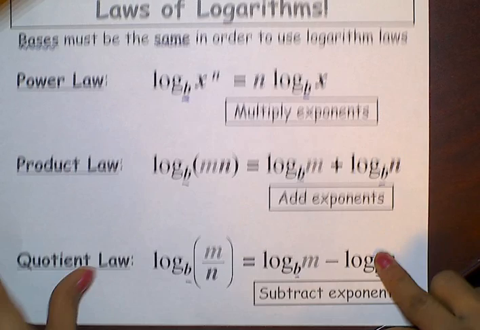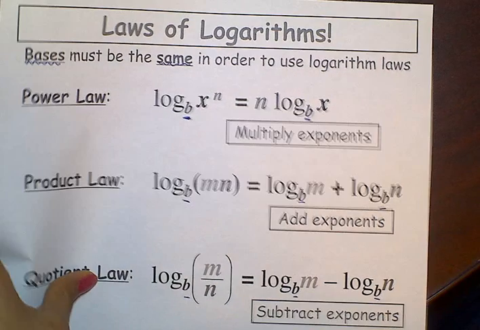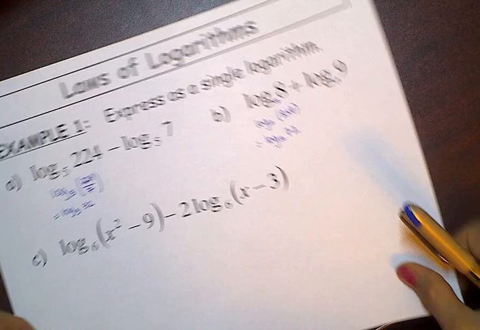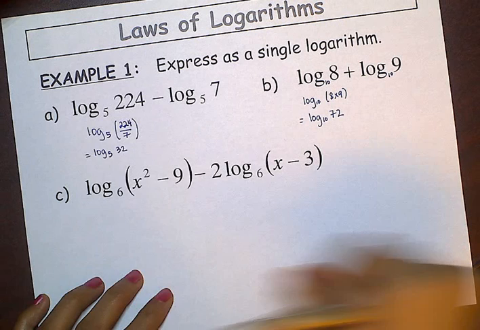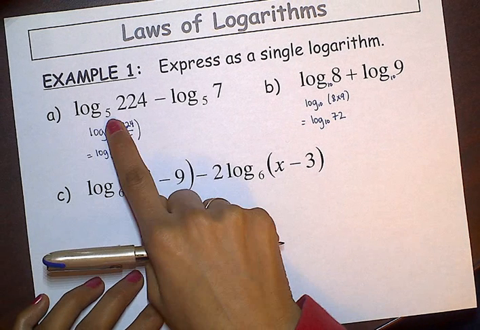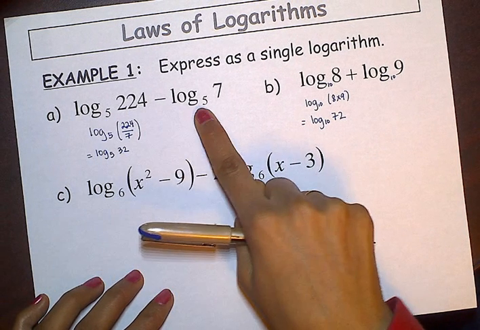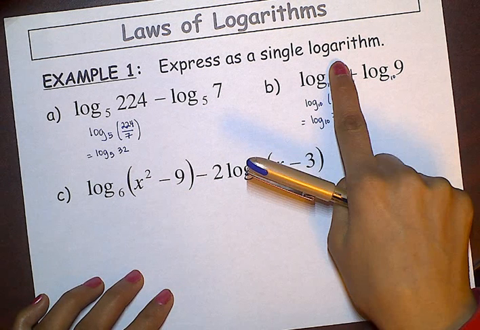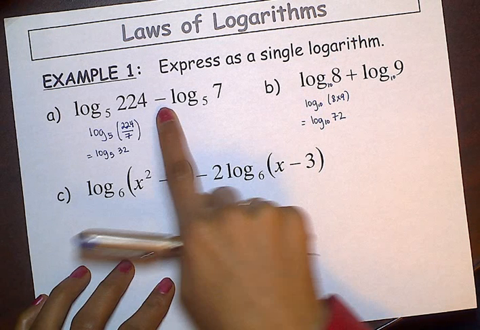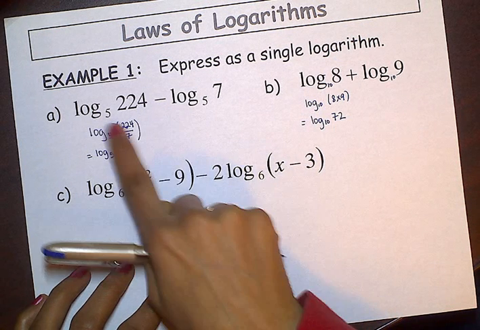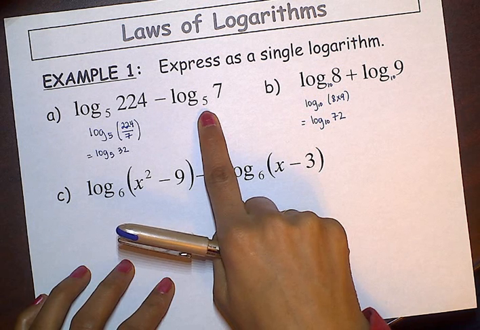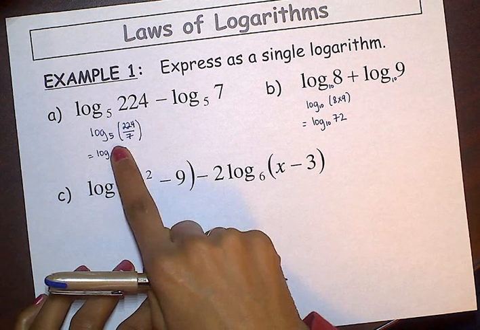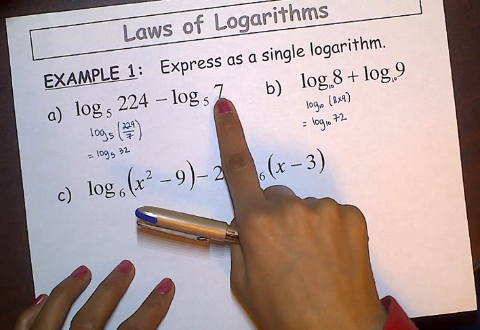The first two examples have been completed for you already. I'm just going to walk you through them, and then we're going to do part C together. I have here log base 5 of 224 minus log base 5 of 7, and the question is to express this as a single logarithmic function. If you notice here, this is the difference of two logarithmic functions with the exact same base, so I can write that as a quotient of my logs. So this would be log base 5 of 224 divided by 7, which simplifies to log base 5 of 32.